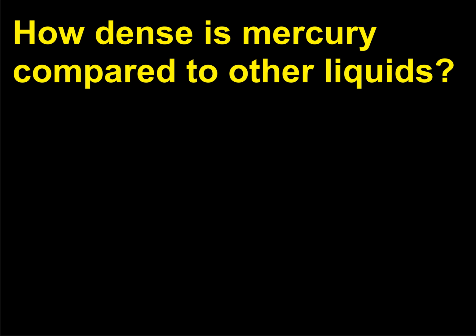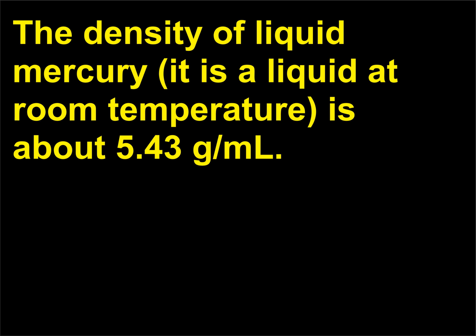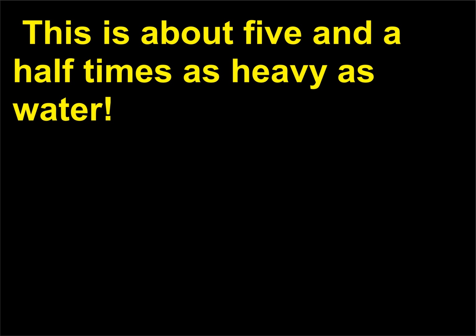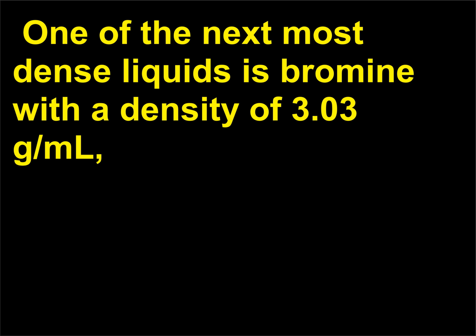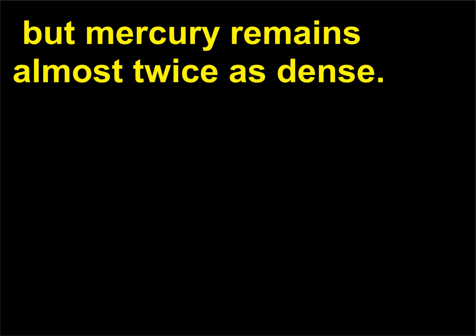How dense is mercury compared to other liquids? The density of liquid mercury, it is a liquid at room temperature, is about 5.43 g/mL. This is about 5.5 times as heavy as water. One of the next most dense liquids is bromine with a density of 3.03 g/mL. But mercury remains almost twice as dense.